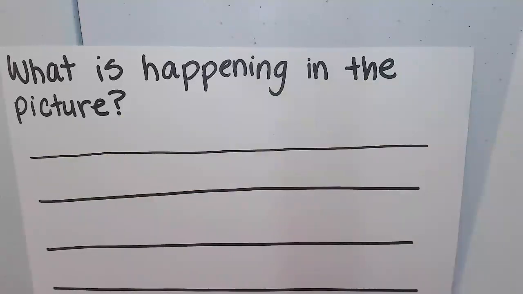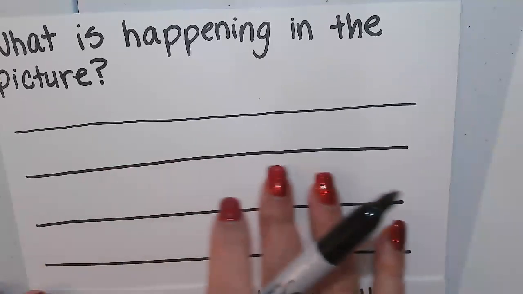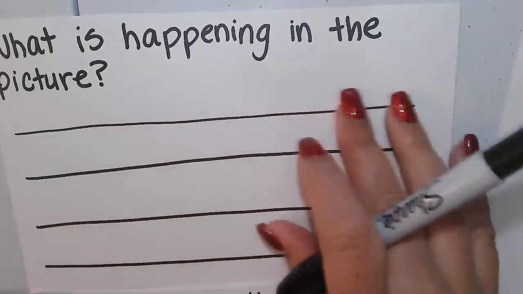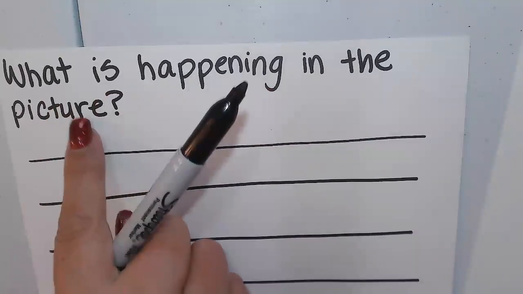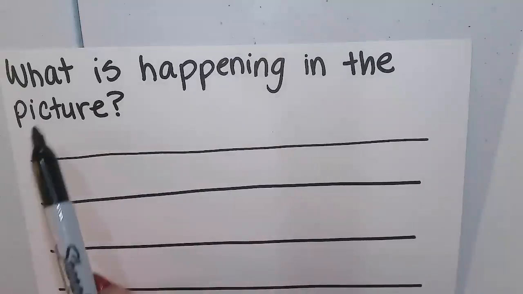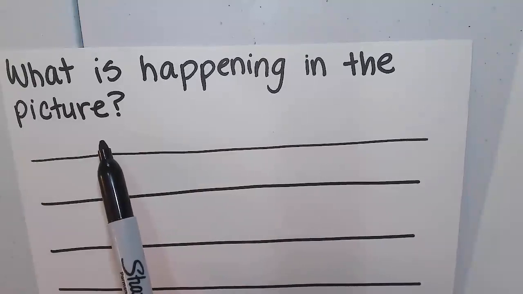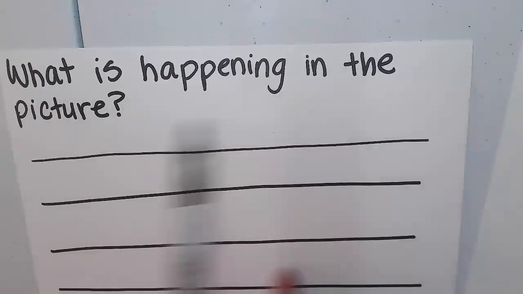And on the lines of your paper, I want you to go ahead and write. If there's no lines, just go ahead and make lines. You do not have to write this. This says, what is happening in the picture? Read it with me, please. What is happening in the picture? Read it out loud by yourself, please. What is happening in the picture?